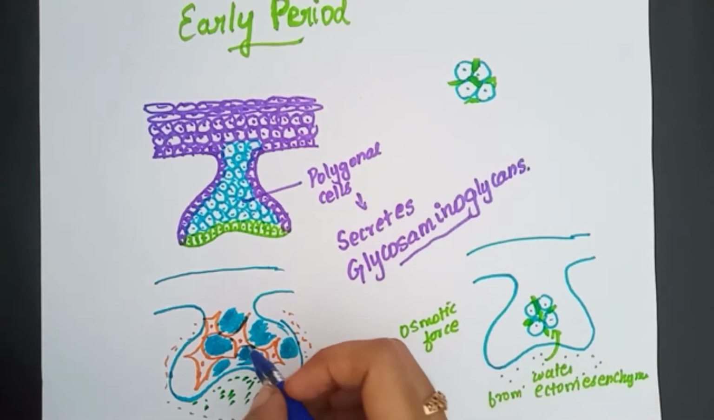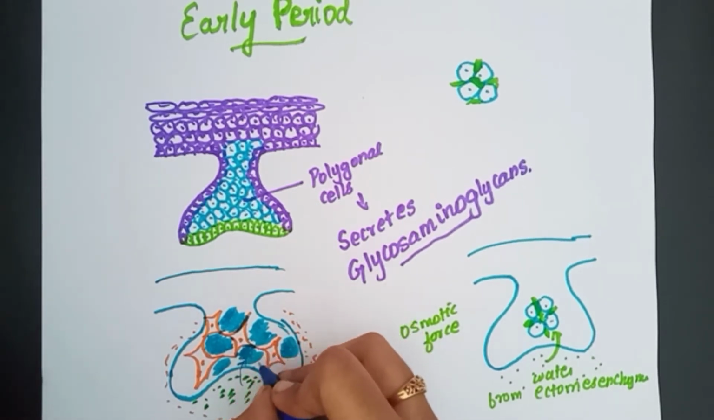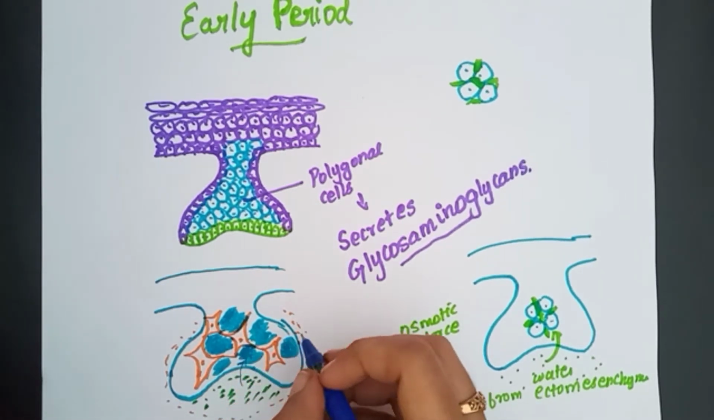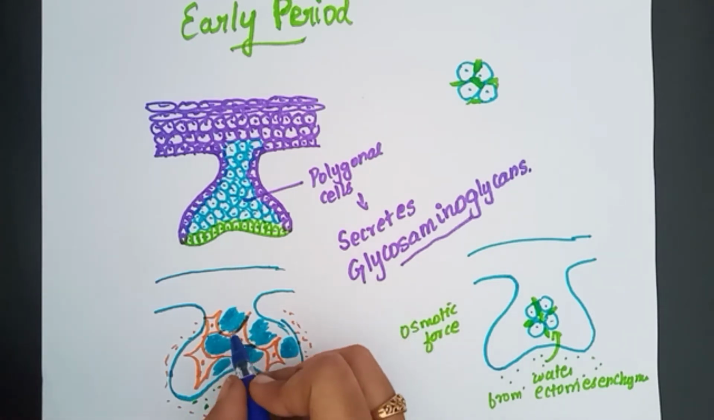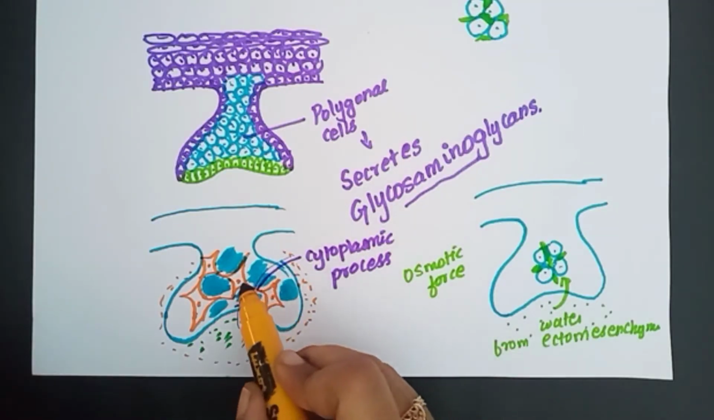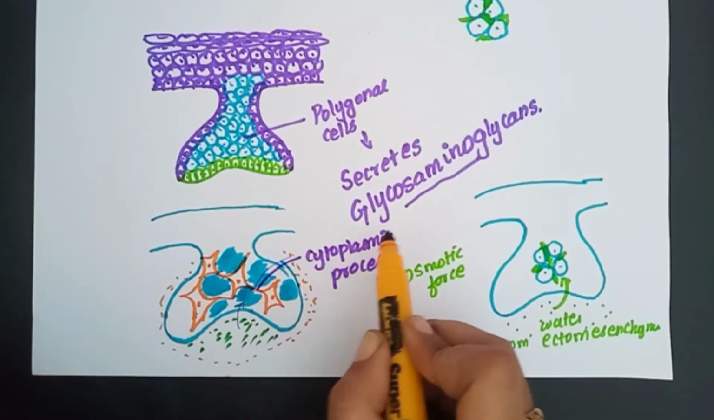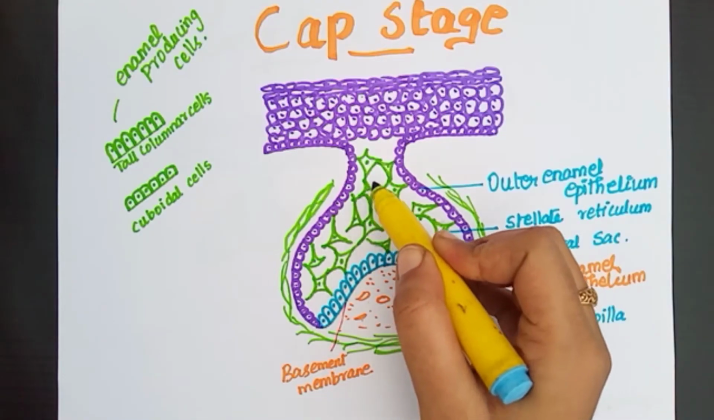Now, what happens is the water which is getting into the enamel organ from the dental papilla pushes the cells away from each other since they are present in the intercellular spaces and causes the cells to become star-shaped. But they still remain in contact with each other by cytoplasmic processes. This is how the stellate reticulum is formed, alright?